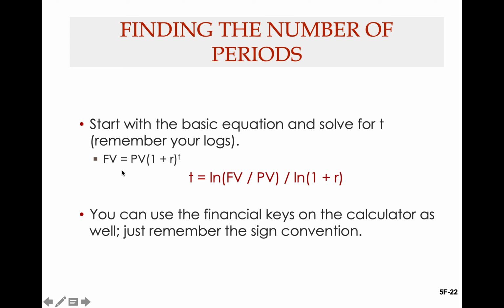Again, using our same old equation, just by rearranging some terms, we can solve for the number of compounding periods, t. So t in our case will be the natural logarithm of future value divided by the present value, divided by the natural logarithm of 1 plus r. I recommend using the financial calculator for finding the number of compounding periods just because it's a little bit time-consuming process.